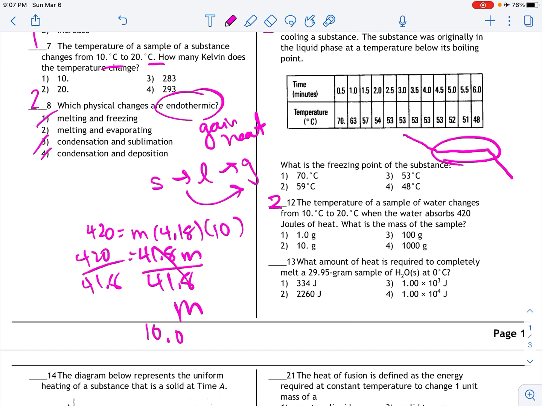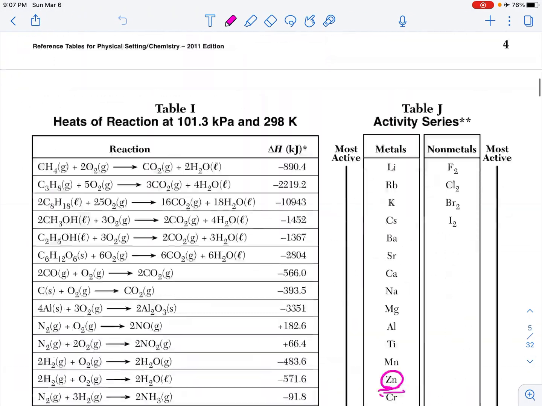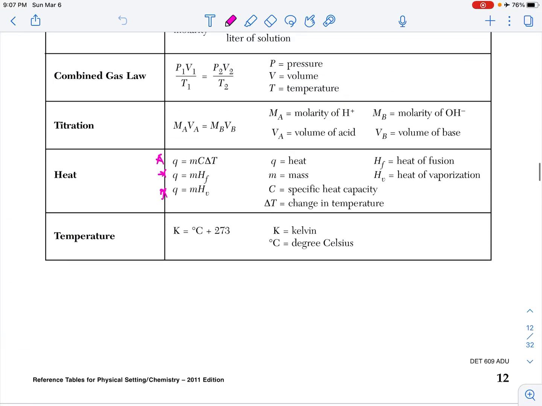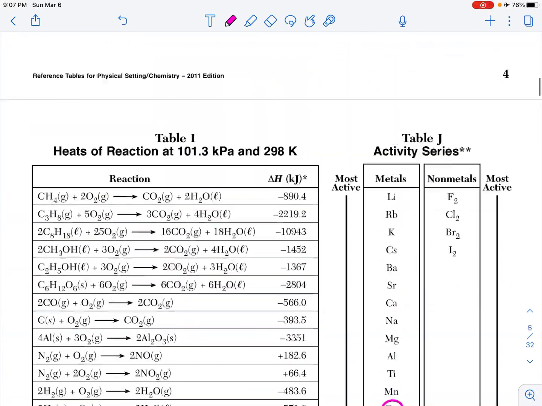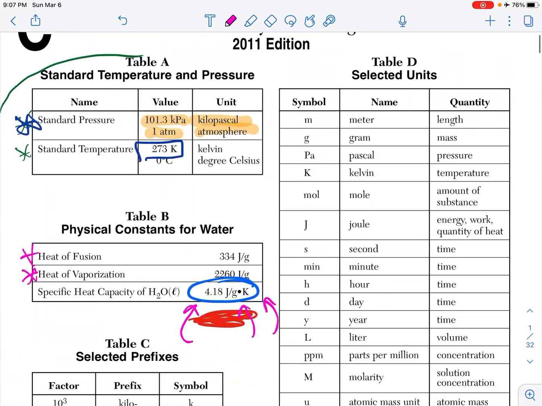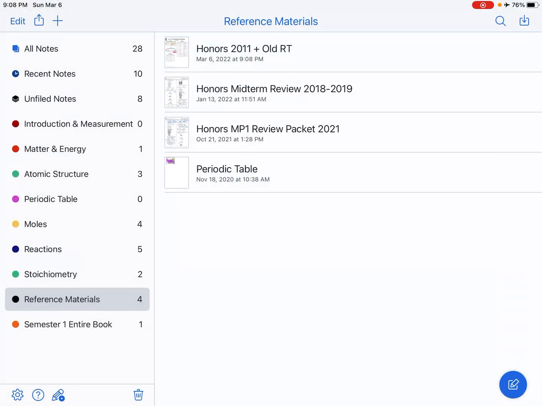What is the amount of heat required to completely melt a 29.95 gram sample of H2O solid at 0 degrees Celsius? So our keywords are melt, solid, and one temperature. Coming back to the reference tables, I don't have a change in temperature. Now it says melting, so that would be heat of fusion. This is solid to liquid, and this is liquid to solid, to gas. So we want Q equals MHf. Now the Hf constant for water is 334 joules per gram. We're going to need that in just a second.